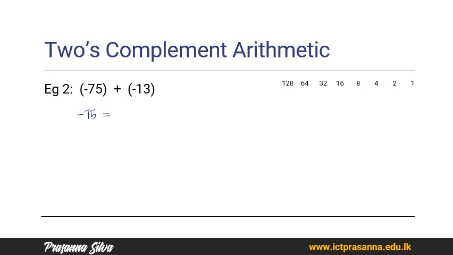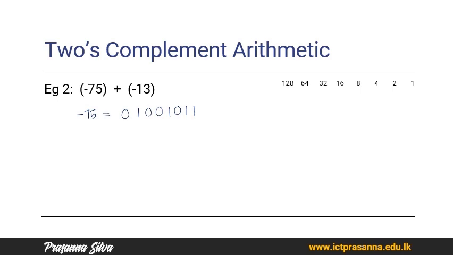So we do not need 128, but we do need a 64. And from 64 to 75 there happens to be 11 more. So you don't need a 32 for that, you don't need a 16 for that, you do need an 8, you don't need a 4, a 2 and a 1 is required. So we have a positive representation of 75.